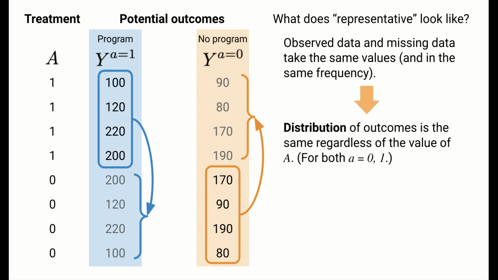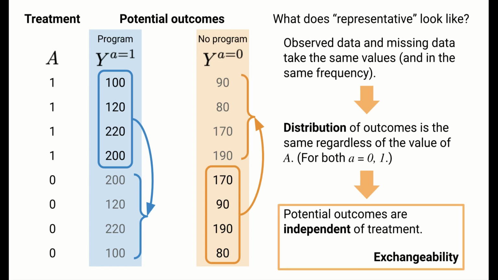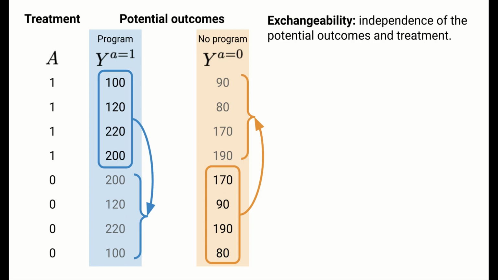In other words, for both potential outcomes, the distribution of the outcomes is the same regardless of the value of the treatment variable. In the language of probability, this means that the potential outcomes are independent of treatment. This is the notion of exchangeability. Formally, exchangeability is the property that the potential outcomes are independent of treatment. We'll express exchangeability with the notation shown here. The symbol in the middle means independent of.